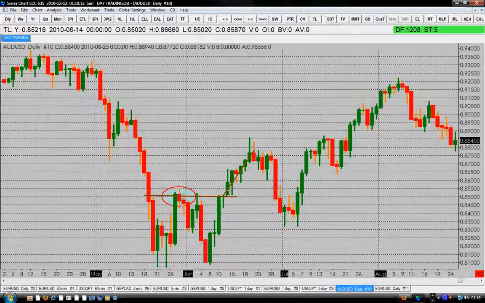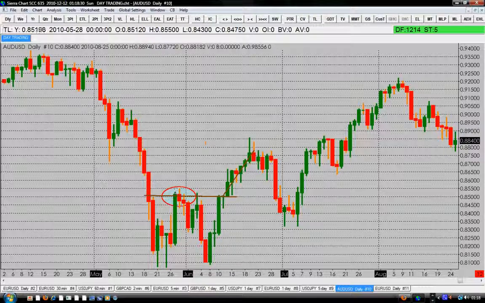Remember that, okay? So now we see, this pattern is valid usually on a daily chart, but it's powerful on a weekly chart, okay? But if you look at a 15-minute chart or an hourly chart, it can work sometimes, but it's not as reliable as on a daily chart, especially a weekly chart.